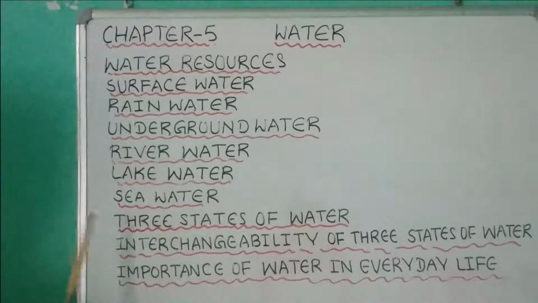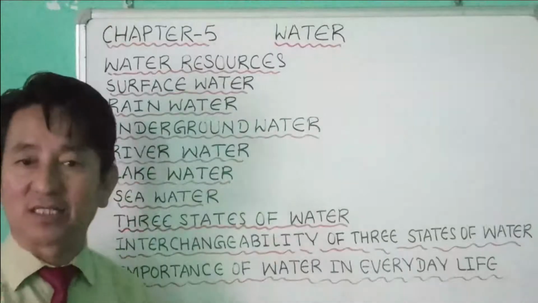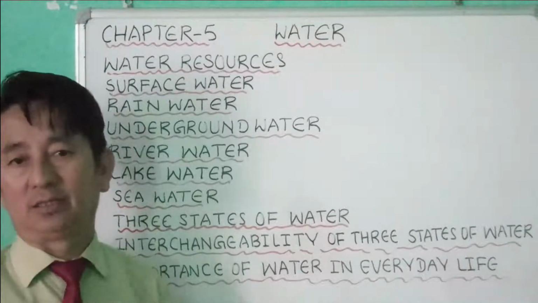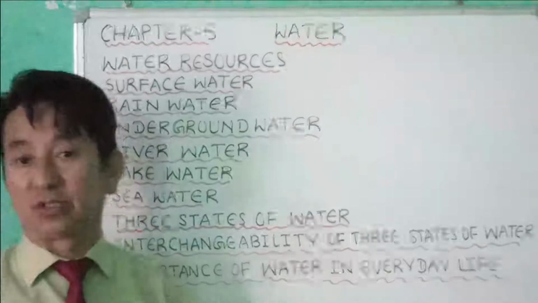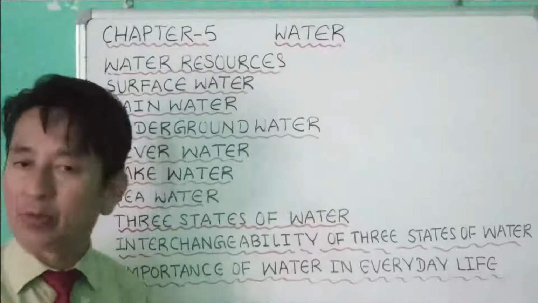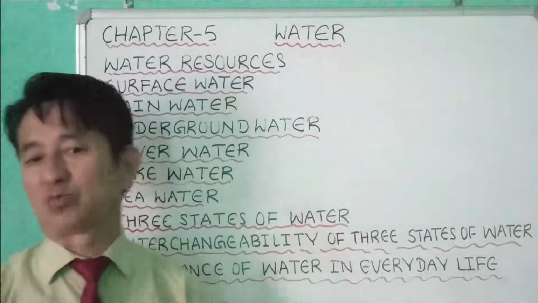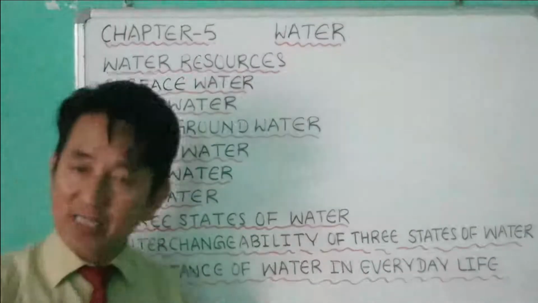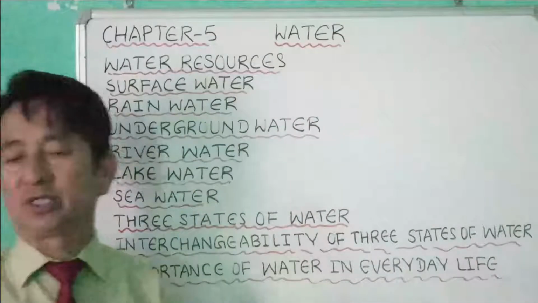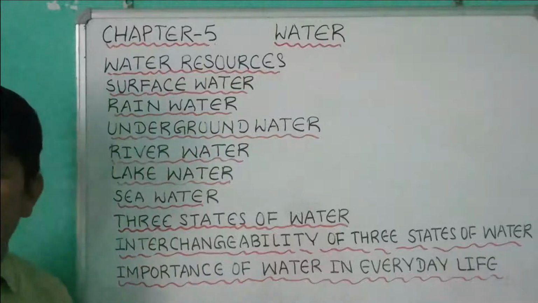Now next, the 3 states of water. Water can exist in 3 physical states, like ice. Ice is the solid form of water. Water is the liquid form of water. Water vapor is the gaseous form of water. Ice, water, and water vapor are the 3 physical states of water, and these states occur in nature.